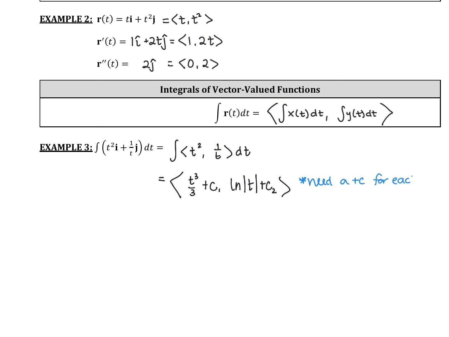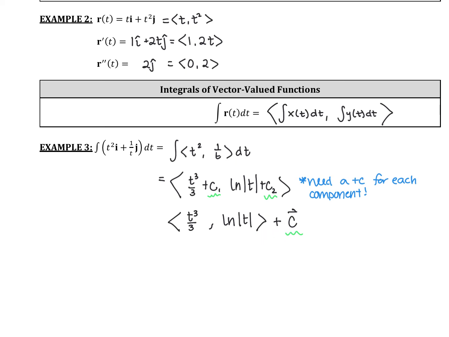Now, this could be written a little bit differently. Sometimes it may be easier to rewrite this vector as t cubed over 3, comma, the natural log of the absolute value of t, plus some constant vector, okay? So we can write it as a constant vector where I'm simply taking these c1, c2 and putting them as components of their own vector. Maybe it looks like the form we have here, where we have this constant vector.